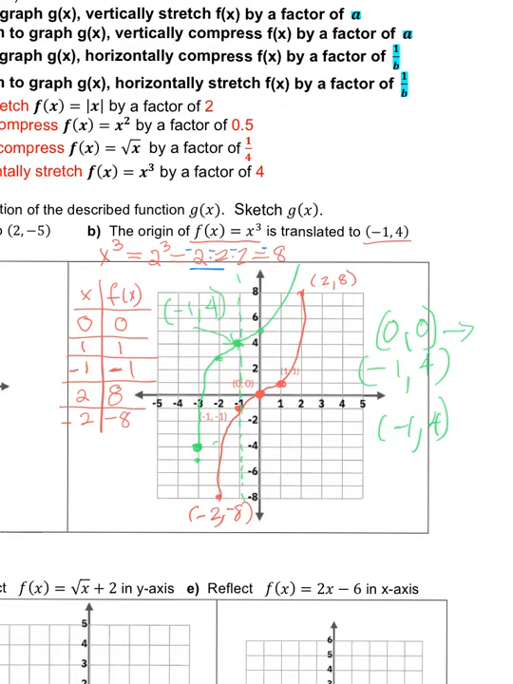So if we wanted to translate this point here, 2, 8, we would subtract 1 from 2 and get 1, add 4 to 8, and we would get 12. Of course, that's off of our board, so we weren't that specific with this example.